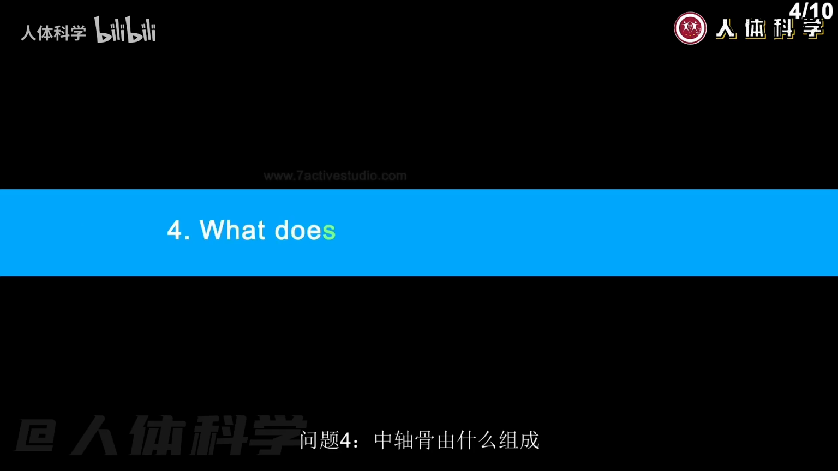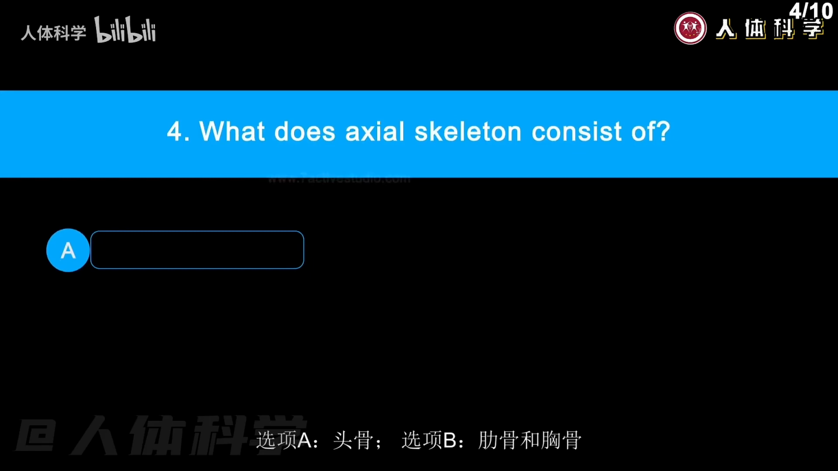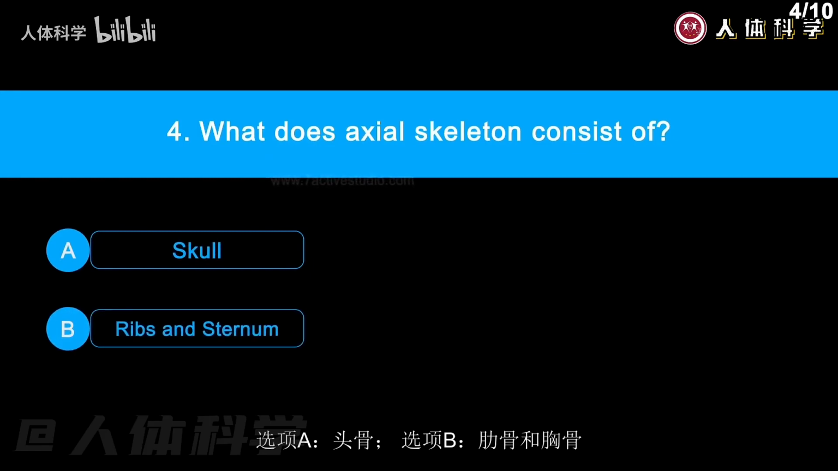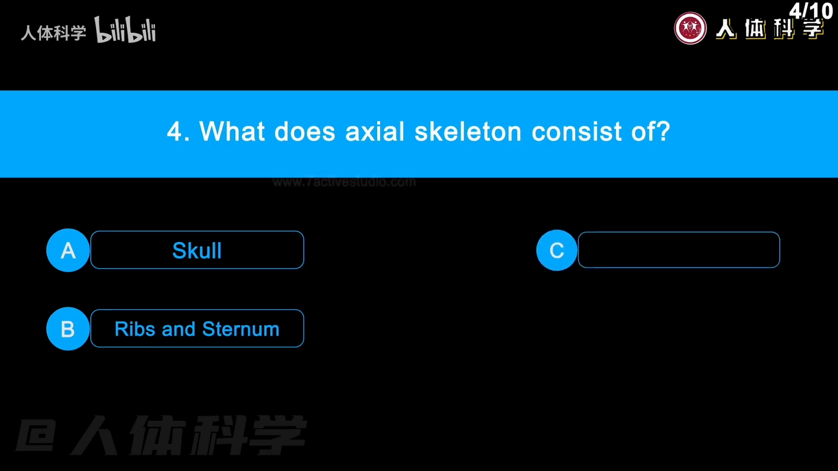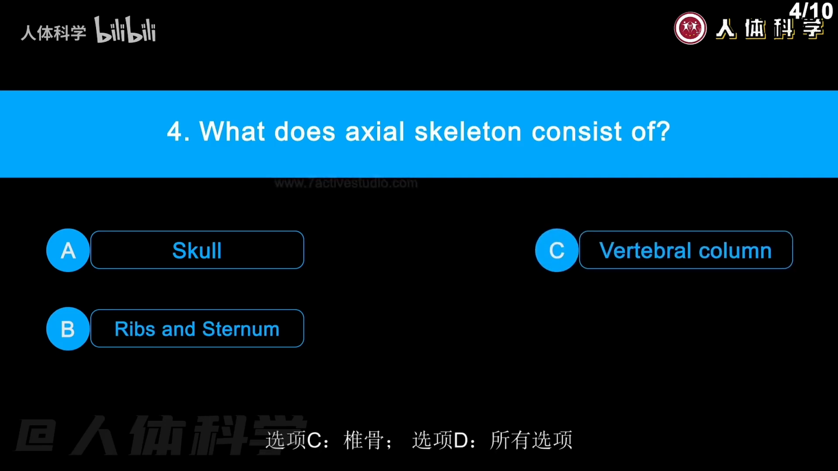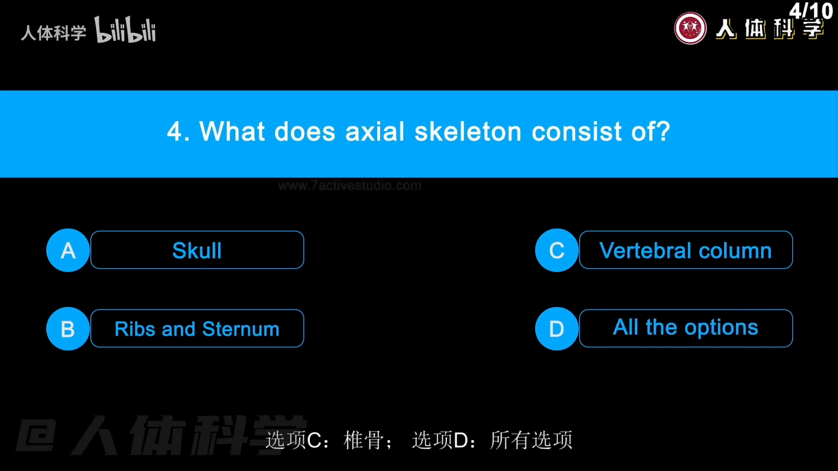Question 4. What does the axial skeleton consist of? Option A, skull. Option B, ribs and sternum. Option C, vertebral column. Option D, all the options.